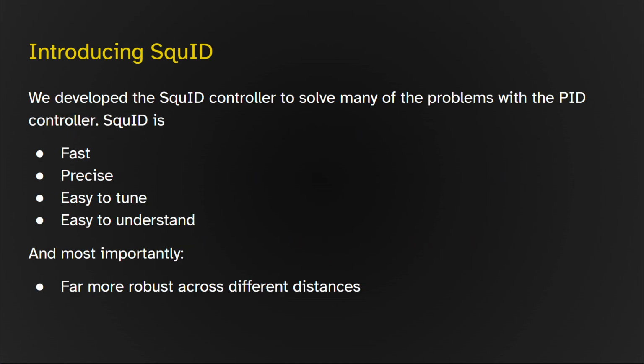So we developed our SquID controller to solve many of the issues we had with the PID controller. SquID is fast. It's just as fast, if not faster than PID. It's very precise, more precise than PID is, even with PID being tuned for the right distances. It's really easy to tune. There's only one thing to tune instead of two things with a PD controller, and it's really easy to understand. It doesn't actually require calculus like PID does to understand how it works. And most importantly, it solves the initial problem that we had with PID, which was that it just wasn't working for small distances and large distances. So you only need one SquID controller. It will do both of them at the same time very well.